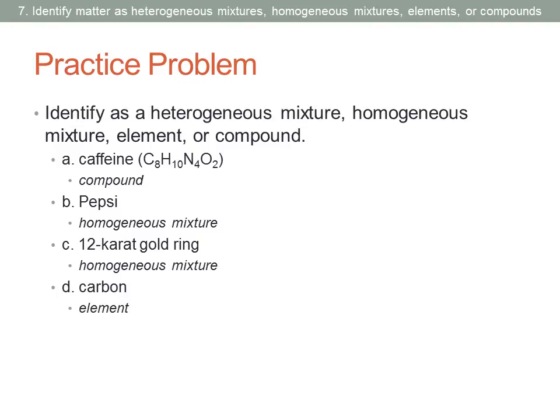Carbon, that's an element. We can find it on the periodic table. Water, that would be a compound. We can write a formula for water, H2O. It's formed of more than one element, so that makes it a compound rather than an element. Dirt, heterogeneous. If you look at a sample of dirt, you can see the different components in it.